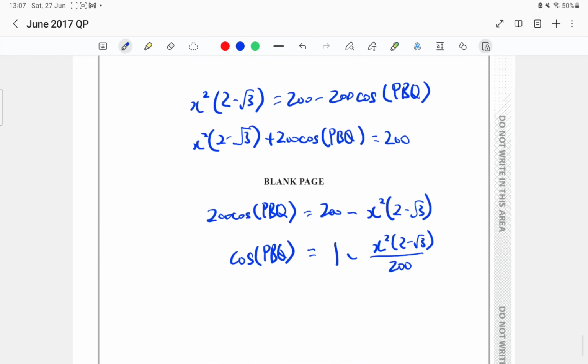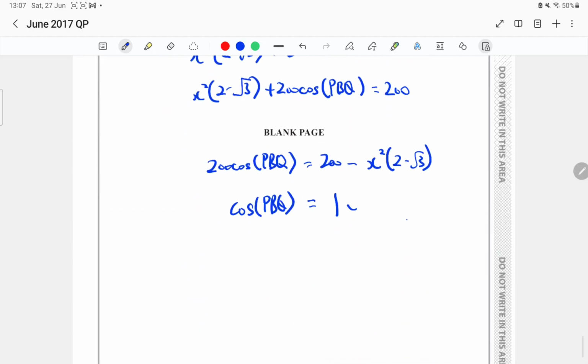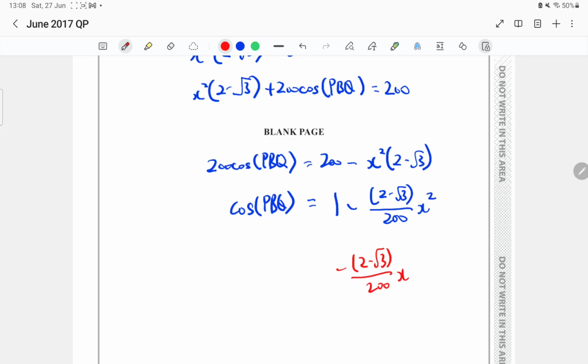Oh wait, I shouldn't write it like this because we need to show it exactly the same. So let's put the x squared on the right hand side. So 2 minus root 3 over 200 times x squared. Remember, the expression needs to be the exact same because you're proving something. So I can't write it like this. This is wrong because it's not the exact same as what the question asked.